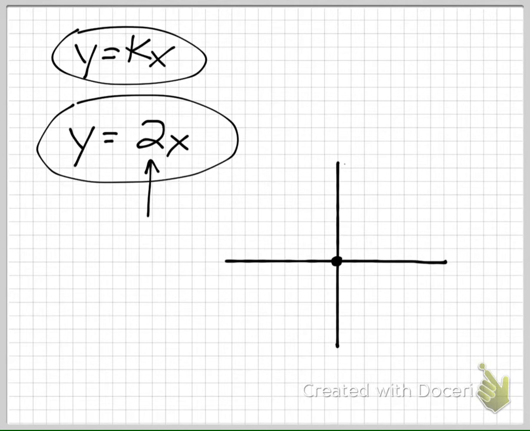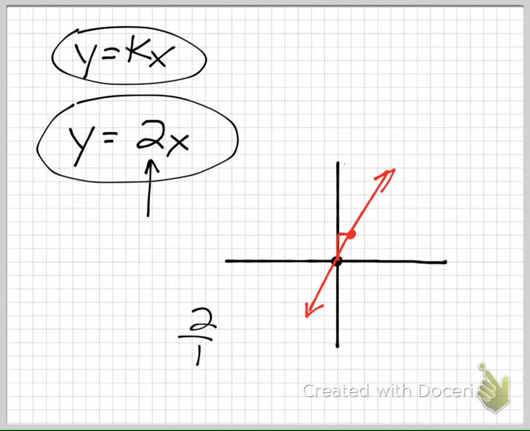What's the slope again? 2. What does the slope of 2 mean? What is the rise over run? 2 over 1. That means it's going to go up 2 and over 1. There's another point. Once we have how many points can we draw our line? There's our line. There's our graph.